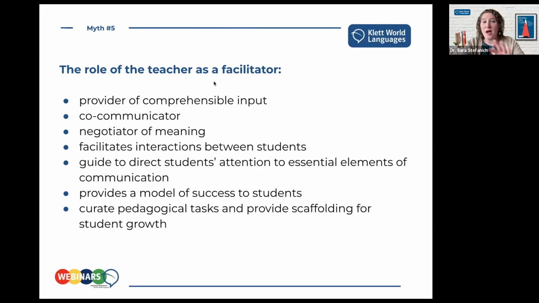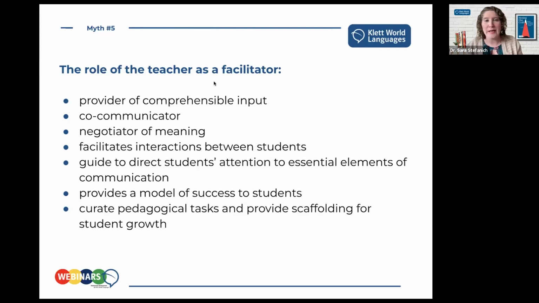We also, as we saw when we were talking about grammar, are a guide to direct our students' attention to essential elements of communication. Oftentimes, very minute grammatical features, like verb endings, aren't necessarily noticed by students. The subjunctive, for example, is not in a very salient place in the sentence. It's in the middle of the sentence, and in a lot of cases, it doesn't serve a communicative purpose on its own. So students might miss it entirely.